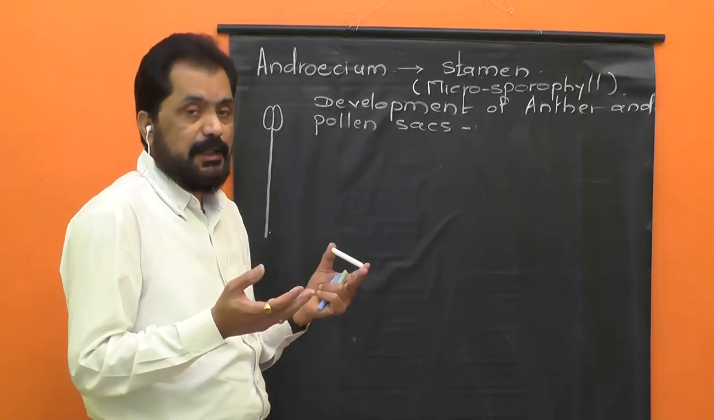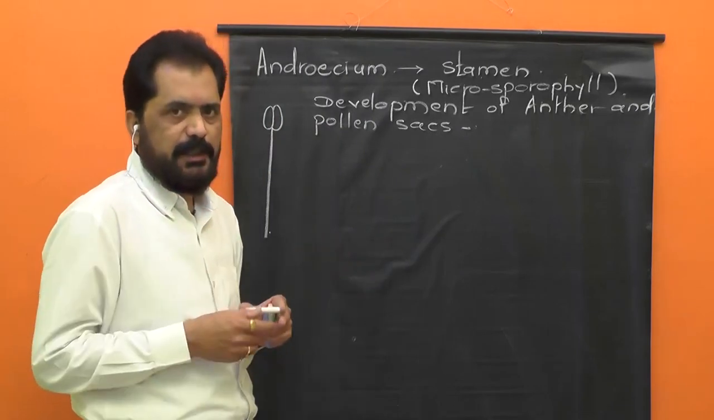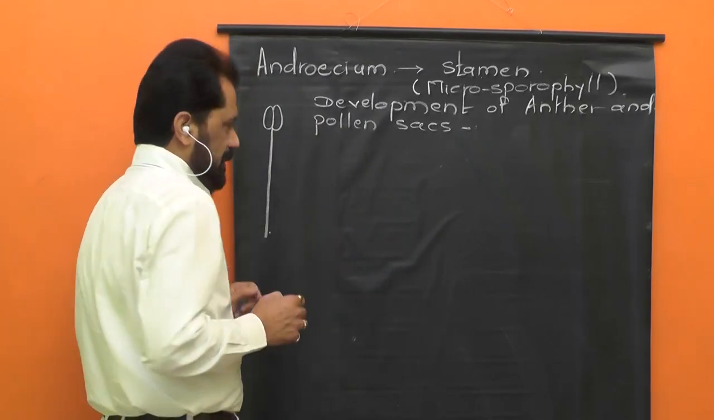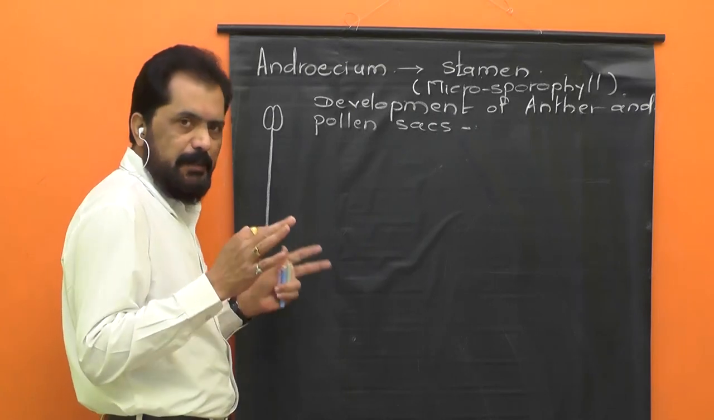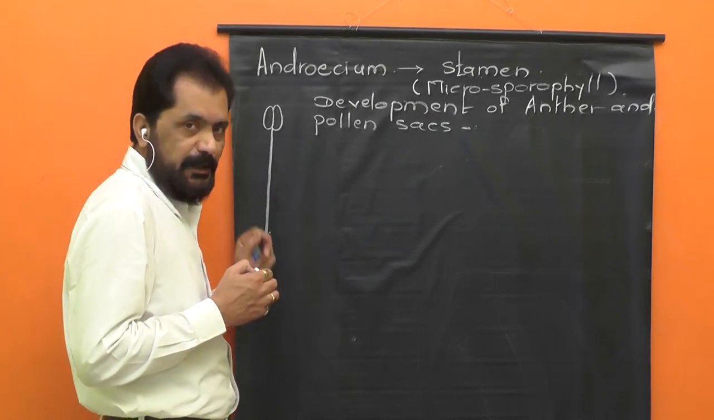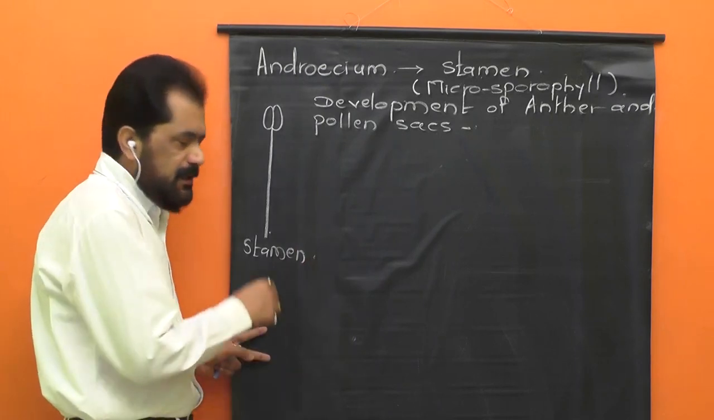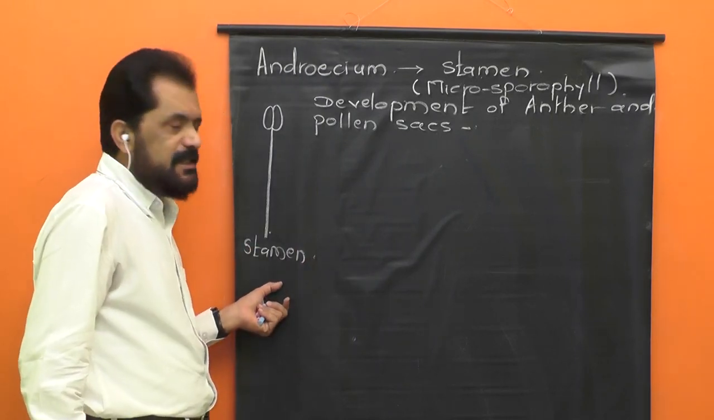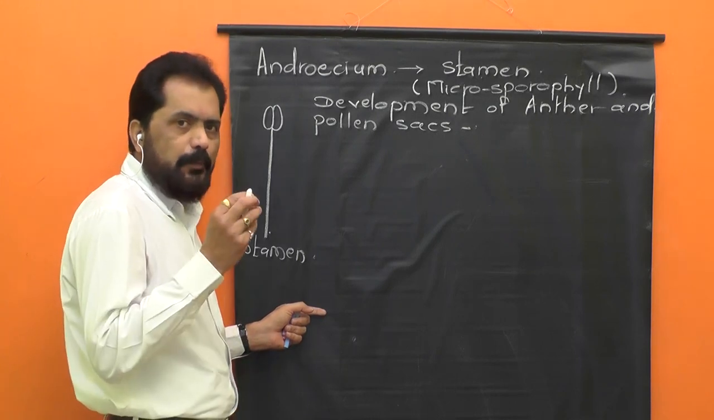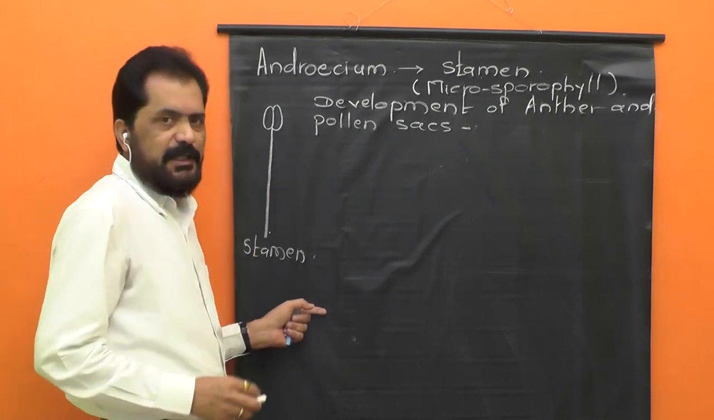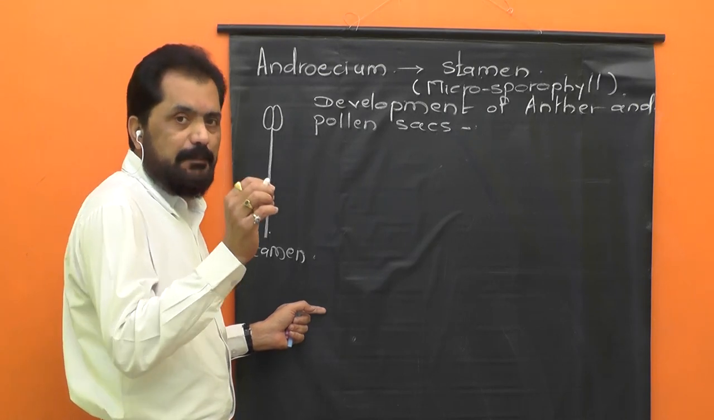Now here we have to understand how the anther develops during the maturity of the flower. Let me explain, be attentive. When the stamen is immature, in such an immature or young stamen, the anther is simply in the form of a group of actively dividing cells, that is meristematic cells, surrounded by a layer of cells known as epidermis.